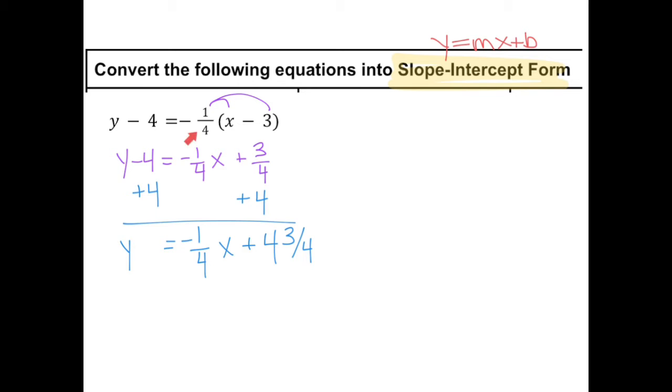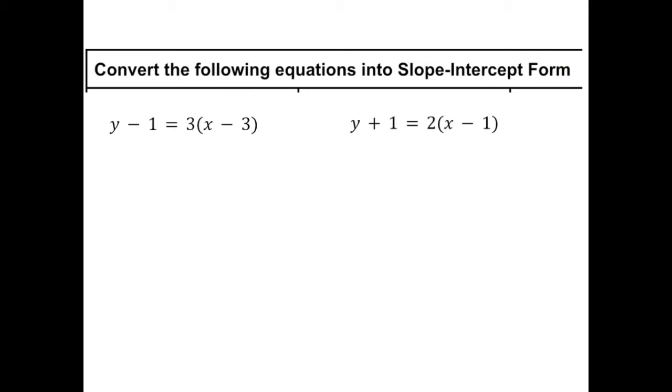So it's just two steps. We're distributing, and then we're going to add or subtract whatever number, whatever value is over here with y. We just need to move that away. It needs to be moved to the right-hand side. Two steps, distribute and either add or subtract, and we're done. This is slope-intercept form. Let's do a couple more together.